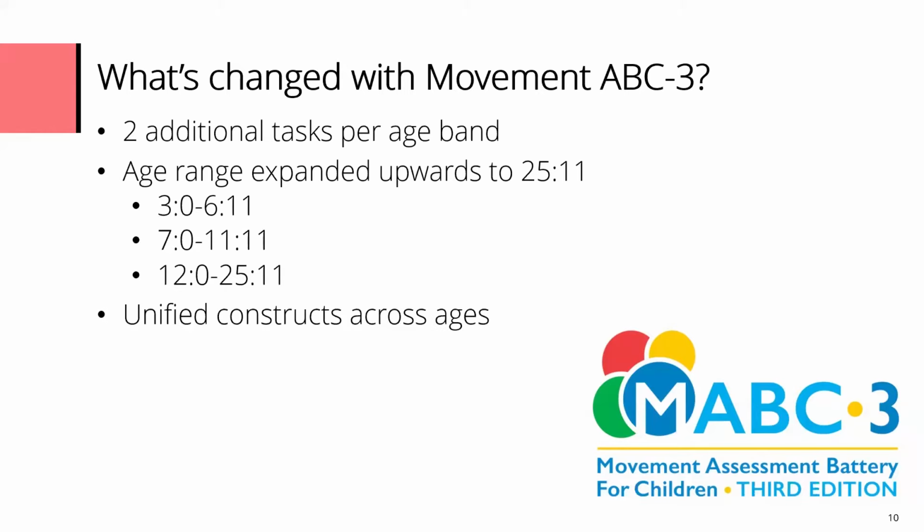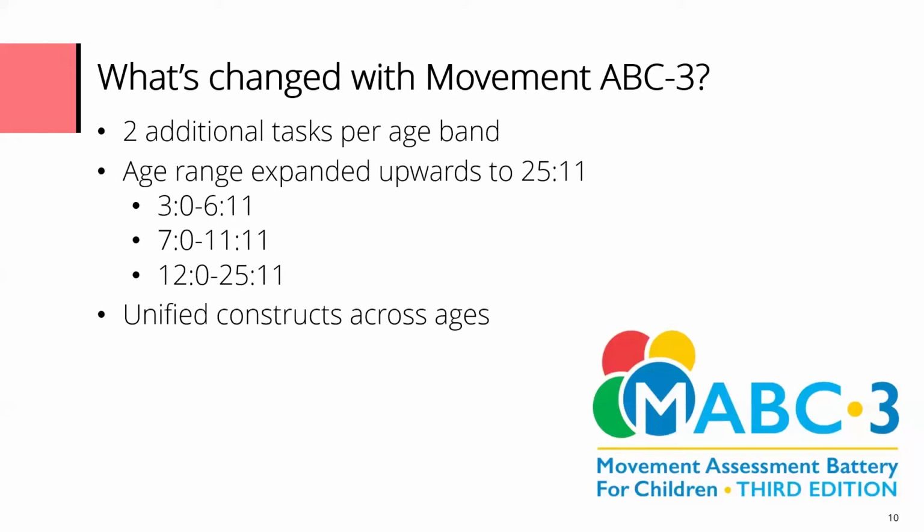And then there's also much greater alignment between the constructs measured within the checklist and the test. In the previous version, the checklist only covered a narrow age range. I think it went from, if I recall correctly, 5 to 12 years of age. Now, with the third edition, the checklist covers the entire age range of the test. And as I said, there's greater alignment between the constructs measured between the checklist and the test, making the 2 instruments much more easily comparable.